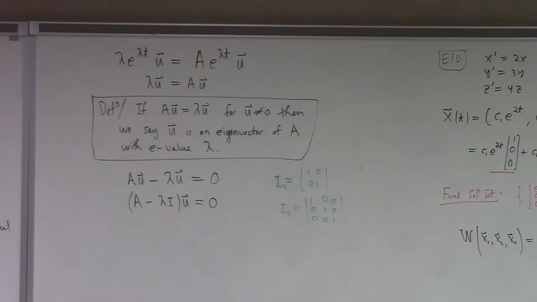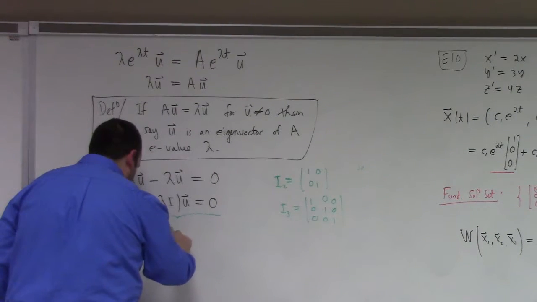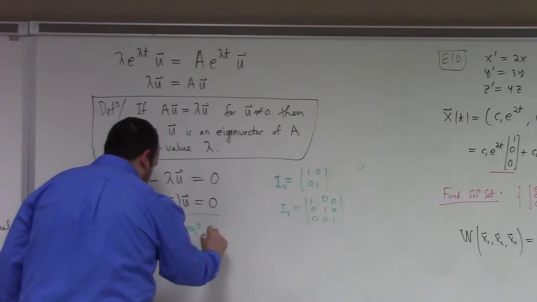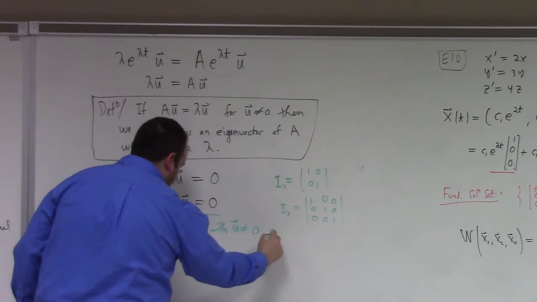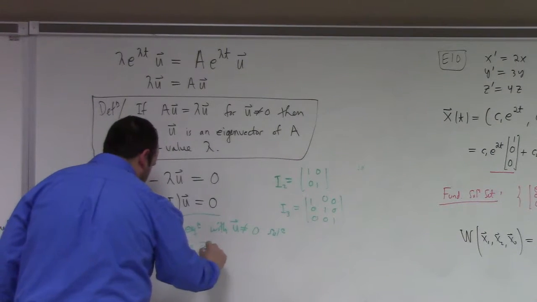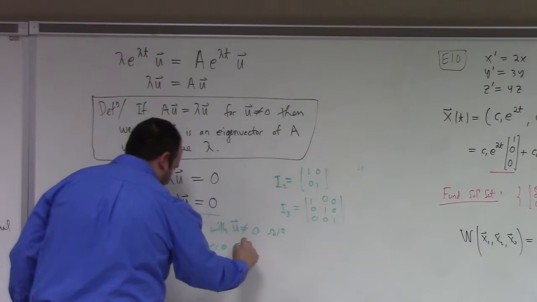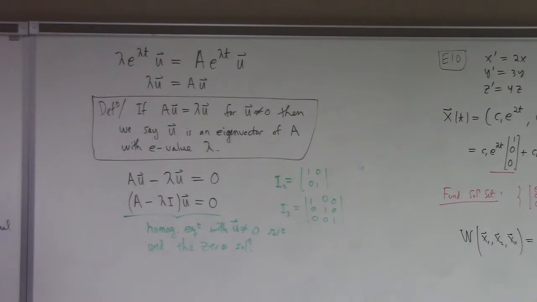And what did we assume about u? Non-zero. So we have a homogeneous equation with a solution u not equal to 0, right? And what else? The 0 solution. I mean, if you think about it, if you just plug in 0 here, it also solves it, right? So we have a system of linear equations with 2 solutions.